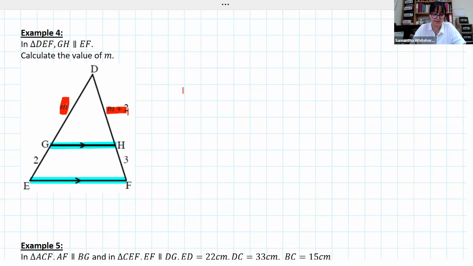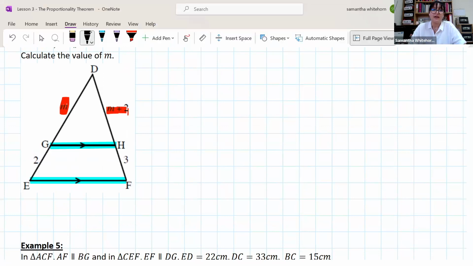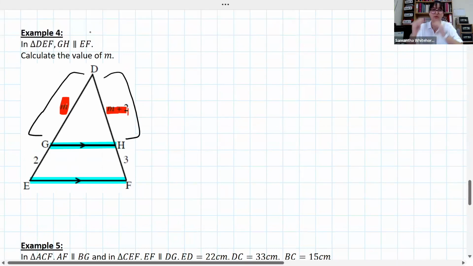Highlighting is not doing it today. So now we need to be careful. When you've got these unknowns on 2 sides of your triangle, my advice again is to try and keep the unknown in the numerator. So what I see is that in both cases, my unknown is corresponding with the top segment on each side that is cut or split proportionally. So that's what I'm going to do.